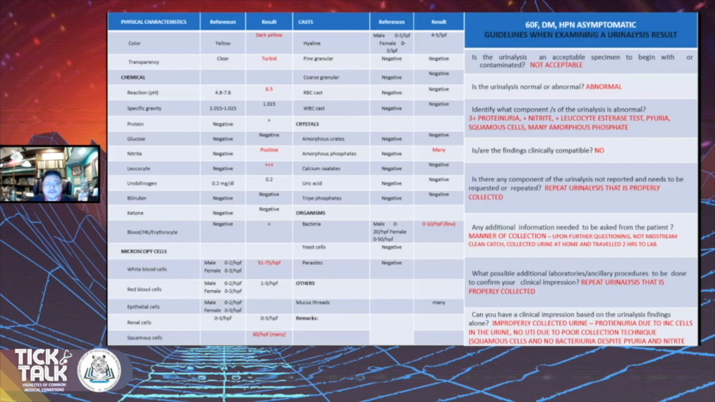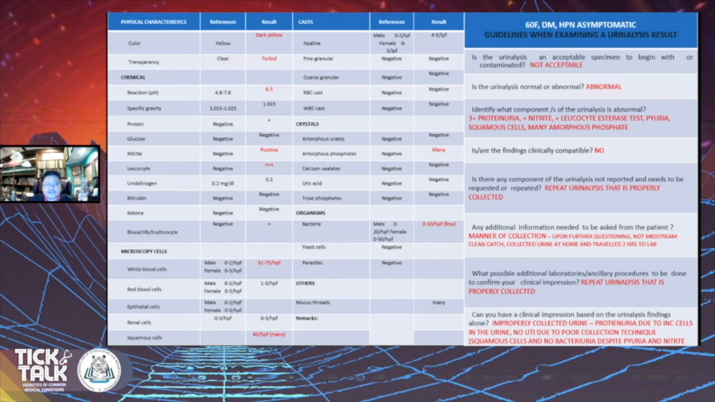And then, is there any component of the urinalysis not reported that needs to be requested or repeated? Definitely, we should repeat the urinalysis, properly collected, in order to assess the real urinalysis status of this patient. And any additional information needed to be asked from the patient? Yes, there is: the manner of collection. How was the urine collected? Upon further questioning of this patient, it was not midstream and it was also not clean catch. She collected the urine at home and traveled 2 hours to the lab. So before the urinalysis was examined, it was more than 2 hours.